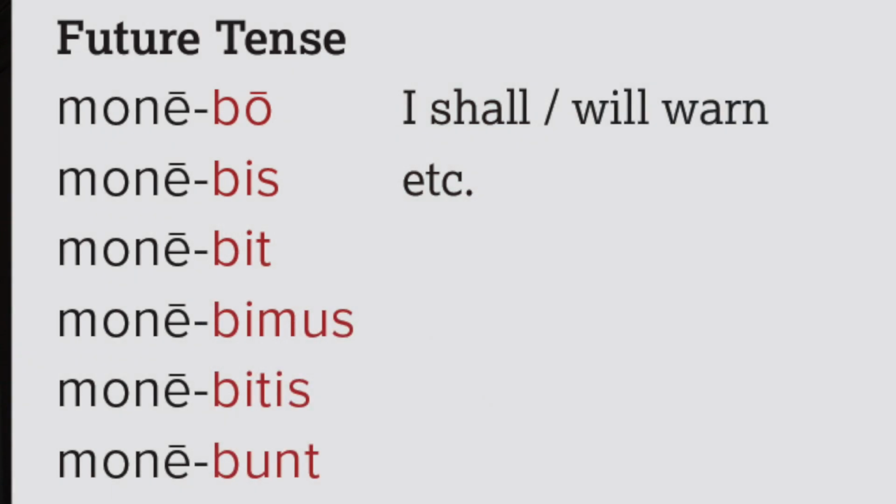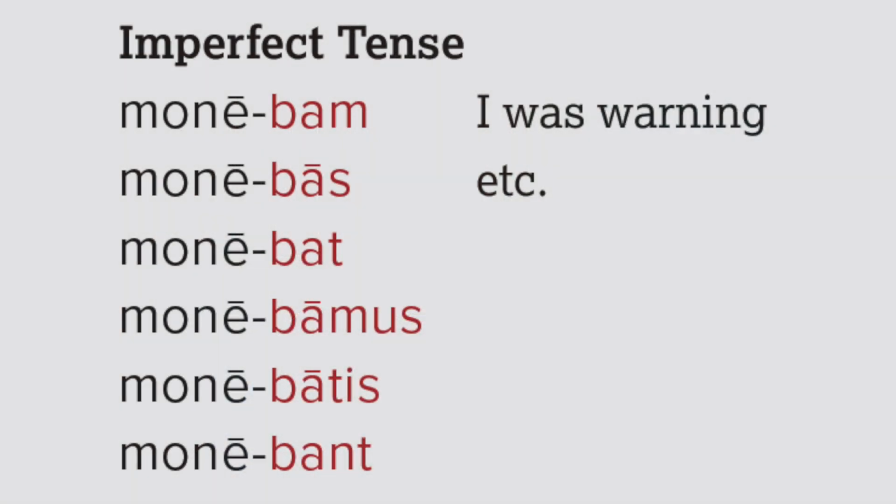So if we look at the future tense, monebo, monebis, monebit, monebimus, monebitis, monebunt. So you've got the same endings, bo, bis, bit, bimus, bitis, bunt, added on to the present stem, which ends in an E. The imperfect tense: monebam, monebas, monebat, monebamus, monebatis, monebant. Okay, exactly the same endings you've already learned. Bam, bas, bat, bamus, batis, bant, added on to the present stem.